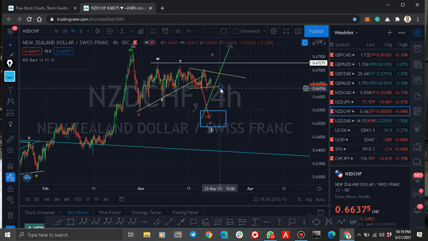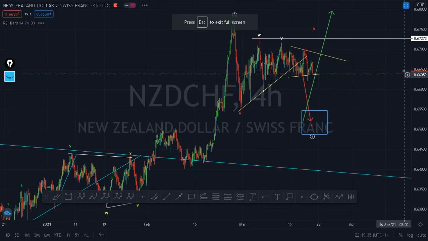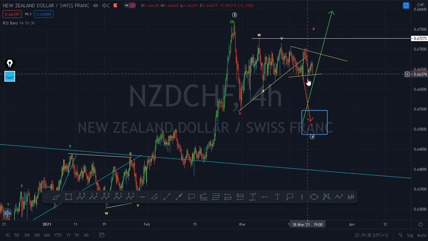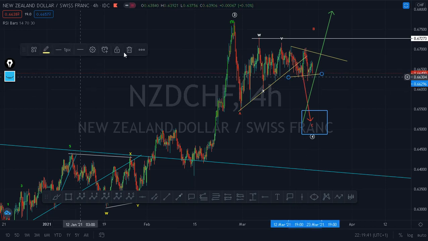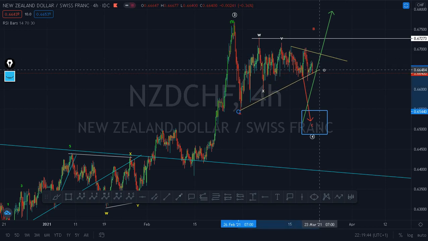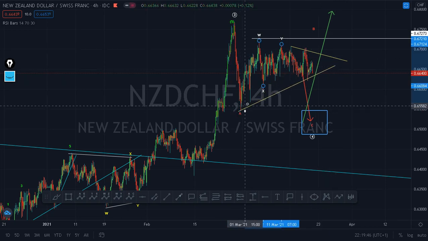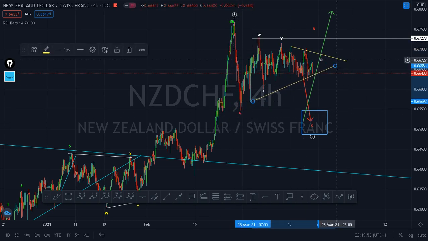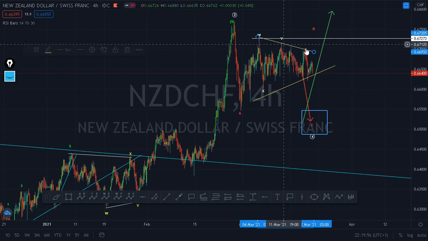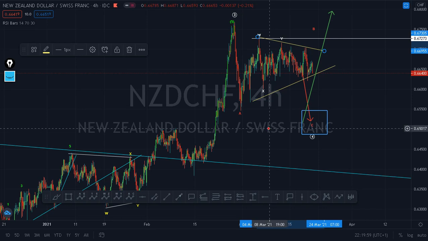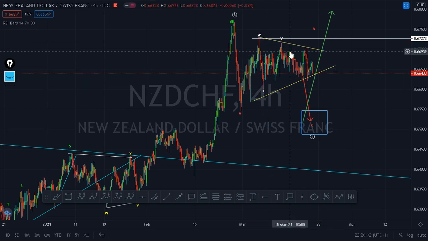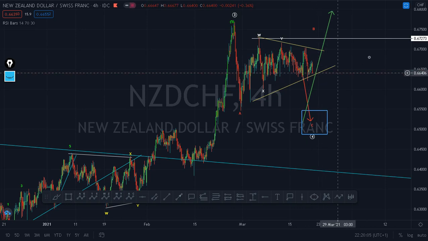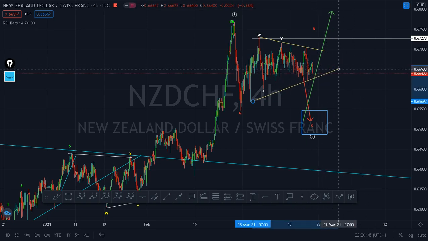But this looks like a triangle, but I don't have time now to label it. Is it a triangle? Let me even check whether it is a triangle. It looks like a triangle. Let me remove this and check. Maybe it's a triangle. I'm just checking. Okay, A, B, C, D. This can be a triangle, so let's keep watching.